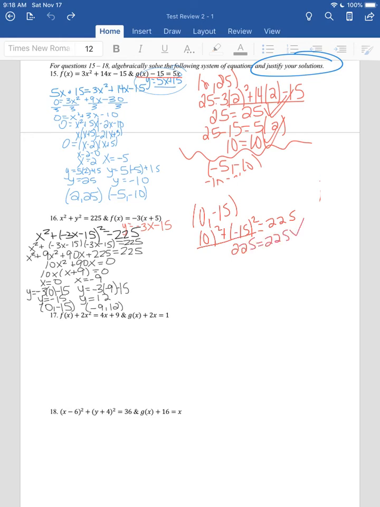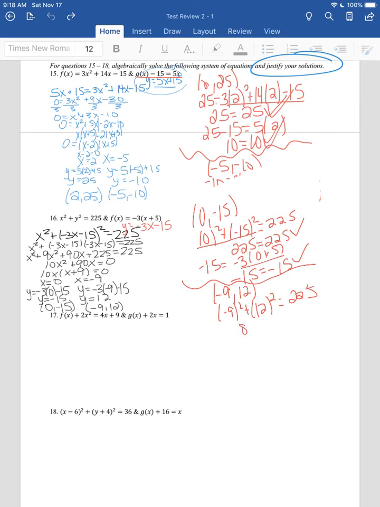That's my first check. Now I have y equals negative 3 times x plus 5. I can type this into my calculator and I end up getting negative 15 equals negative 15. That's my second check. For the other point, (-9, 12): x squared plus y squared equals 225.